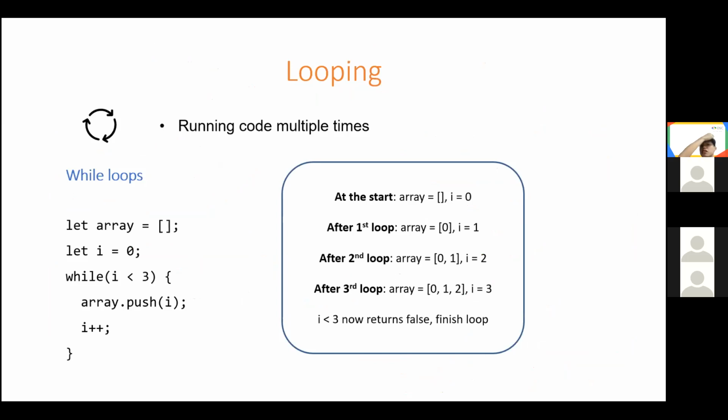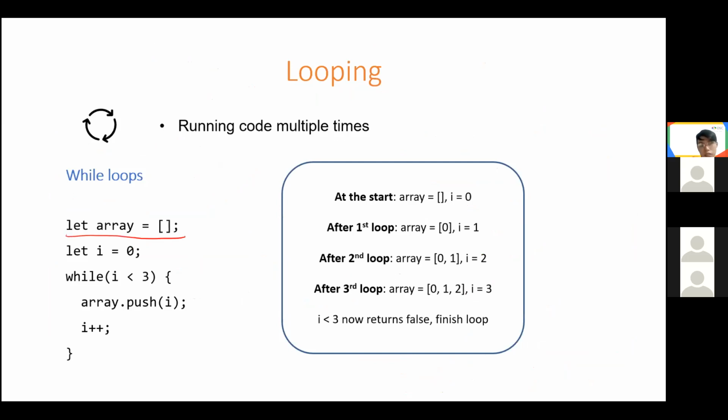So next, looping. What happens if you want to run code multiple times? There's two ways to do it. The first type of loop is called a while loop, because it runs while a specified condition is true and stops when that condition is no longer true. So look at this example here.